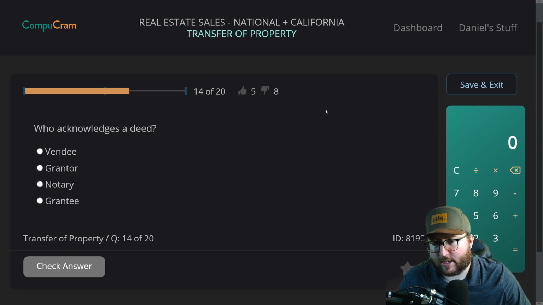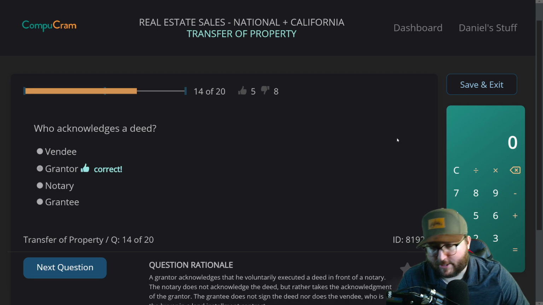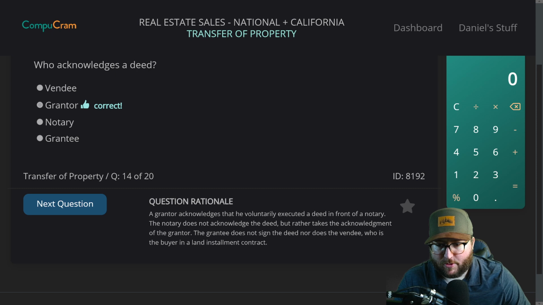Question 14. Who acknowledges a deed? A vendee, B grantor, C notary, D grantee. Who acknowledges the deed? I feel like this one should be super easy, but I actually don't know. I think it's grantor or grantee. I want to say grantor. Notary just like says that they were there. The vendee. Correct. Okay. Question rationale.